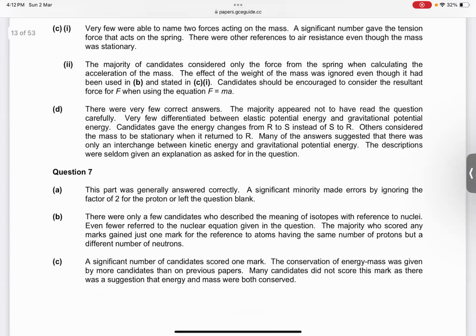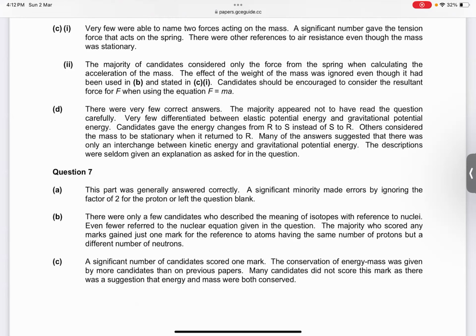There were very few correct answers. Majority appear not to have read the question carefully. Very few differentiate between the elastic potential energy and the gravitational potential energy. Candidates gave the energy change from R to S instead of S to R. Okay, so I also wrote this wrong. Sorry, I wrote it correctly. So instead of S to R, basically you are releasing the object from S and the object reaches R, right? So this is what they are saying.